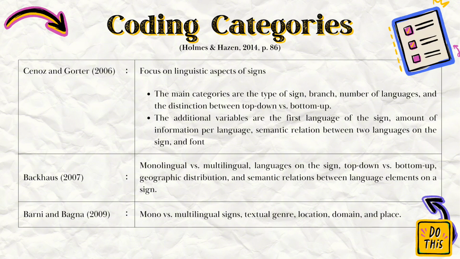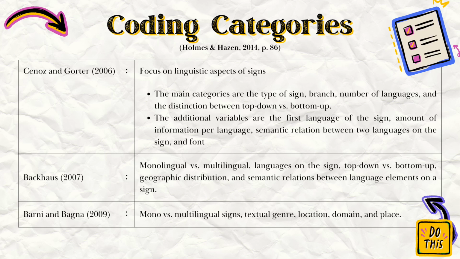The main categories are the type of signs, branch, number of languages on the sign, the distribution between top-down versus bottom-up signs, and the additional variables are the first language of the sign, the amount of information per language, the semantic relation between the 2 languages on the sign, and the font used on the sign. The second one is Beckhouse 2007. The categories focus on monolingual versus multilingual languages on the sign, top-down versus bottom-up, geographic distribution, and semantic relation between language elements on the sign.